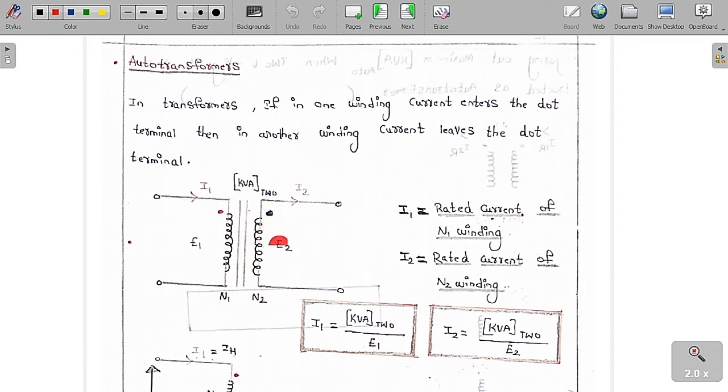This is a sign convention, plus minus, plus minus. This is the rule that you must always hold true. I1 is called the rated current of the primary winding, or N1 winding. I2 is called the rated current of the secondary winding, or N2 winding. The primary winding current I1 is equal to the kVA of the two winding transformer by E1, and the secondary rated current I2 is equal to the kVA of the two winding transformer by E2. So by this we get the rated current of the primary winding and the rated current of the secondary winding. In a transformer, if the current enters the dot in one winding, the current leaves the dot in the other winding.